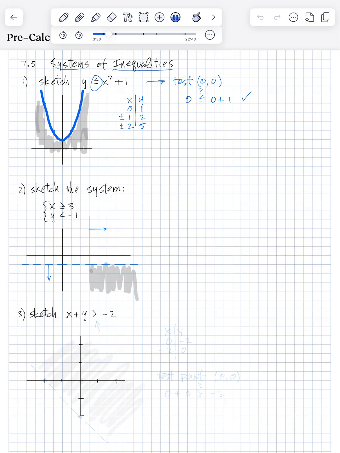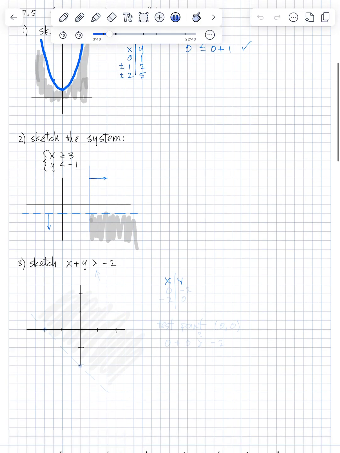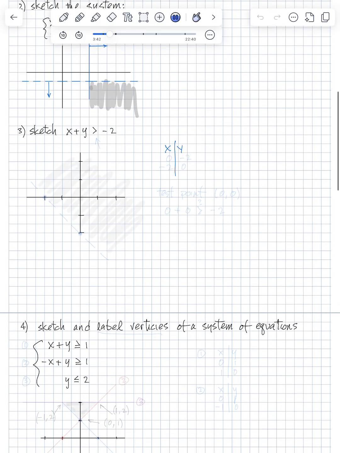Okay, example 3, we have sketch x plus y is greater than negative 2. So this is linear, and let's just do an xy table, assuming that we have an equal sign instead of a greater than sign. So when x is 0, y is negative 2. When x is negative 2, y is 0. So let's put in those points. Negative 2, 0, right here. 0, negative 2, right here.